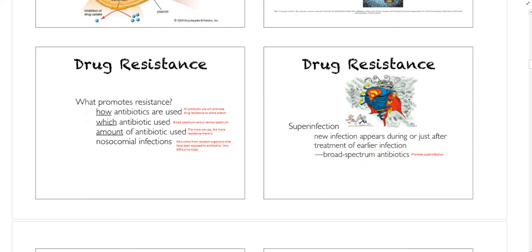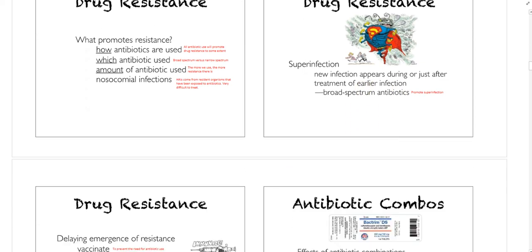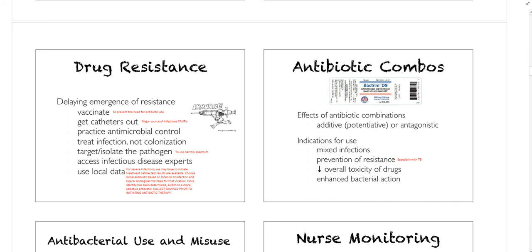Treat earlier if possible, and broad spectrum antibiotics will promote super infections. And ways that we can delay resistance is by getting people to get vaccinations, because by not getting infected by the thing in the first place helps to prevent the need for antibiotics. Get catheters out whenever we possibly can, because CAUTIs, catheter-associated urinary tract infections, are very high risks, and catheter use is very highly associated with catheter infections.